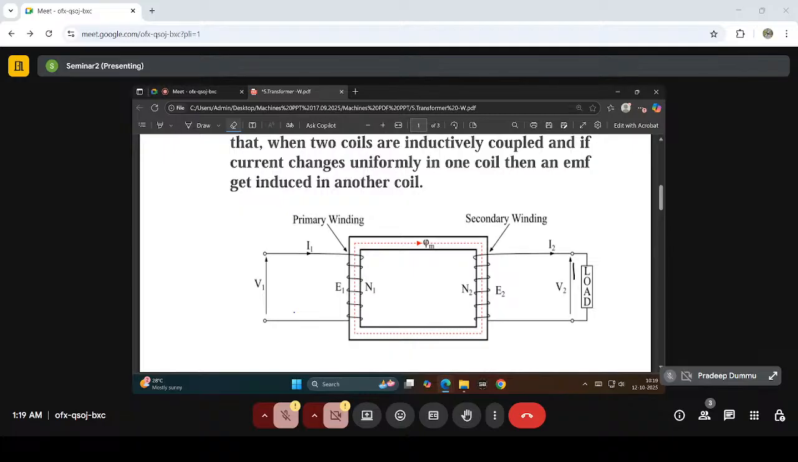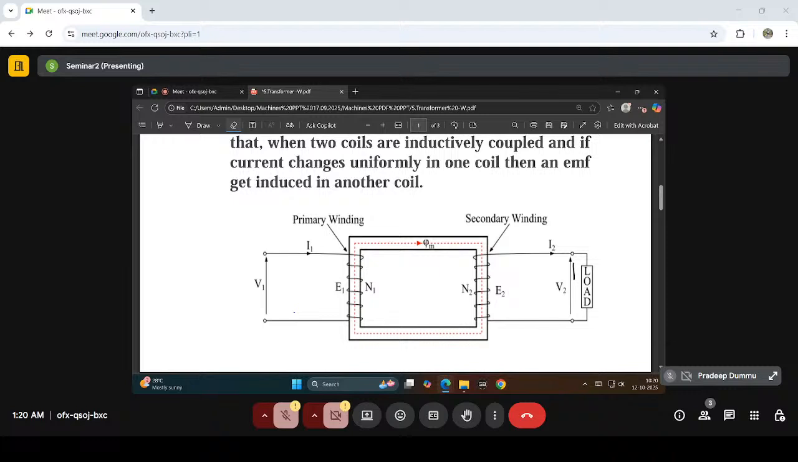These 2 terminals, 1 and 2, are connected to the switchboard, 230. We connected 230 as input, the voltage has come, switch it on. The voltage 230, called V1, has come, and current will flow. Because of that current flow, we got a flux around the coil, right?